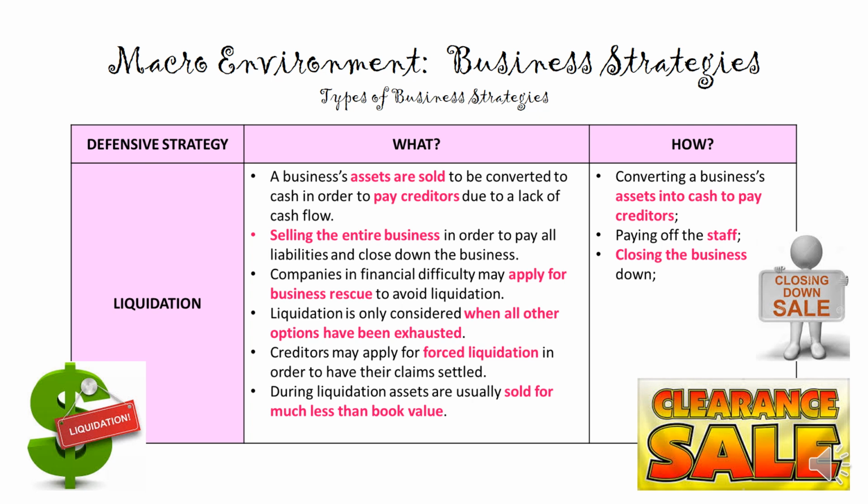So all the business assets are sold, all their machinery, their factories, whatever raw materials they have left that is owned by the business will be sold so that they can get money in order to pay their creditors, right? They don't have a cash flow, they're making a loss, so they need to get some money to settle their debts, right? They can also sell the entire business in order to pay all of their liabilities, if possible, and then close down the business, right?